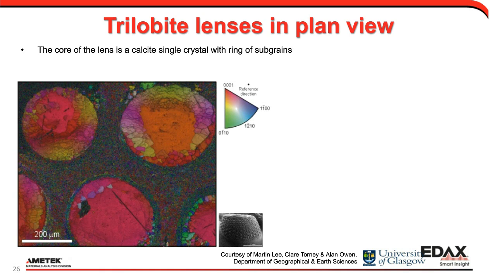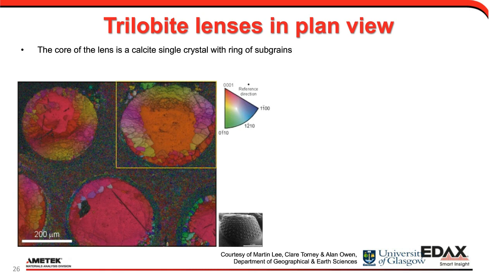What we could also see on the top right area of the lens, the lens on the top right, is that the center area has a very strong order, all in the same direction, but the outside of the lenses are slightly different in orientation. So this is kind of a ring of subgrains.